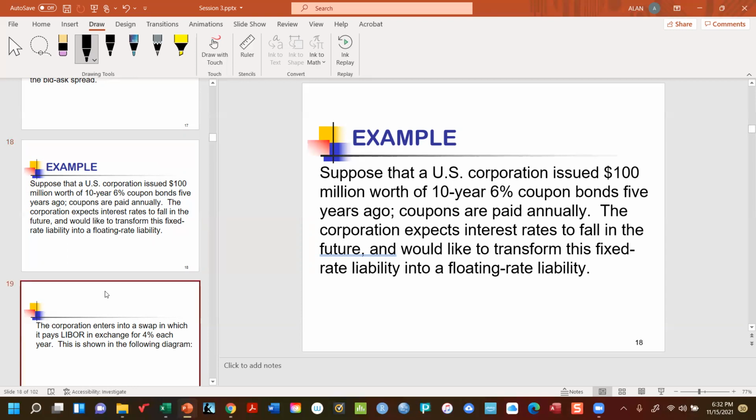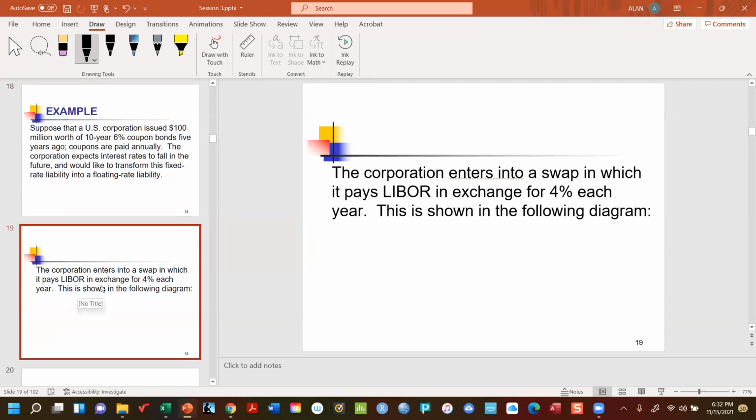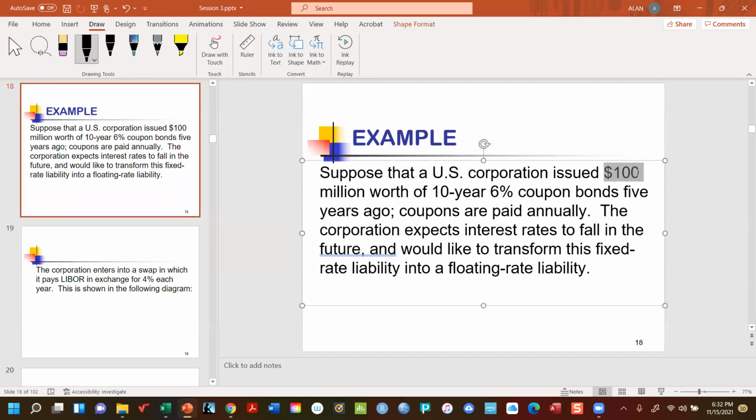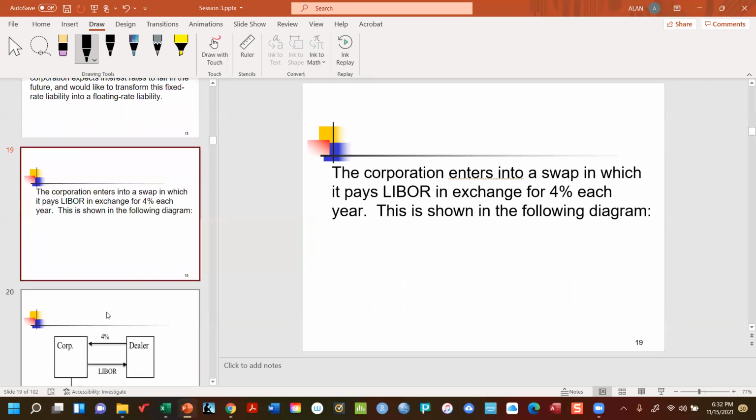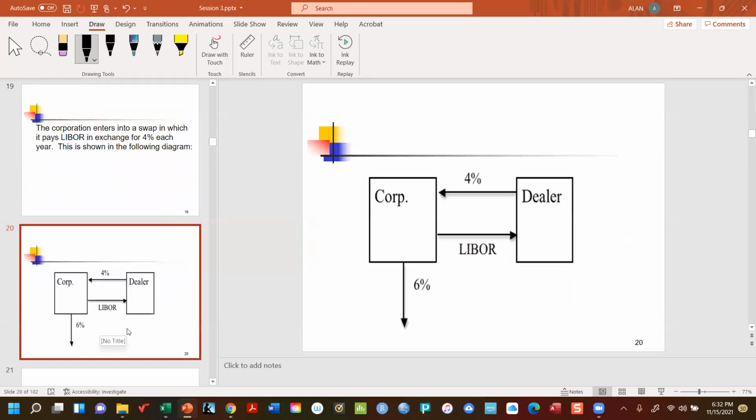Well, what do they do? They enter into a swap in this example, in which they're paying LIBOR in exchange for 4%, based, of course, on the principal of $100 million. So this is what it ends up looking like. They're paying 6% to the bondholders down here. They're paying LIBOR to the dealer, who in turn pays 4%.